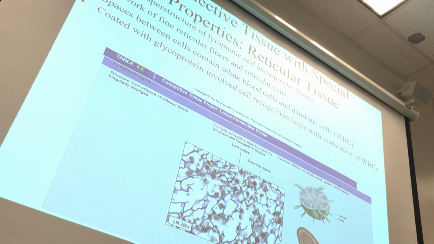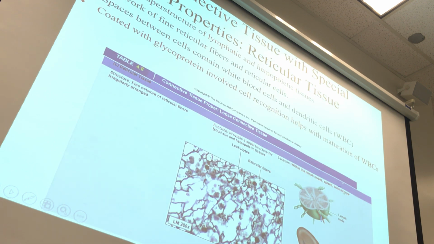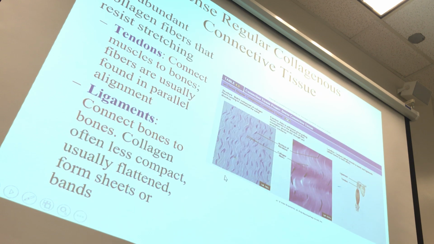Contains, and really in our microscope, as we stained it, it became that really bright blue color, if you remember, really bright blue, and that is the reticular tissue itself, right? They're found between spaces, between cells, which are the white blood cells. They're coated with glycoprotein, which helps with maturation of your white blood cells. That's one important thing it does do. So know where they're found and know that they help with maturation of white blood cells.